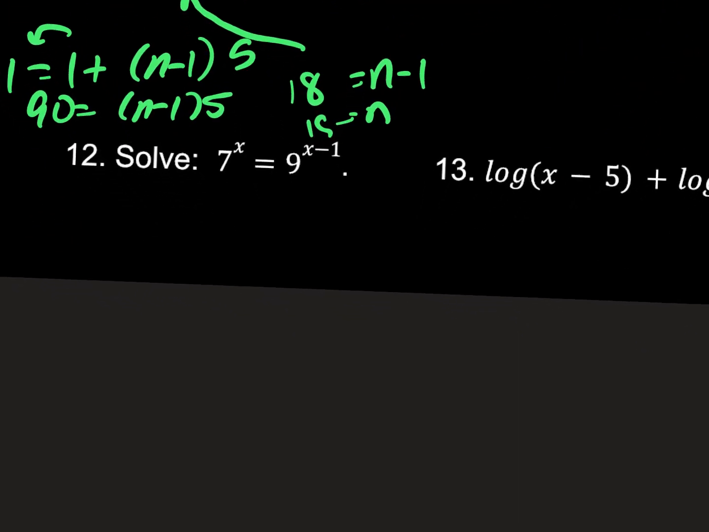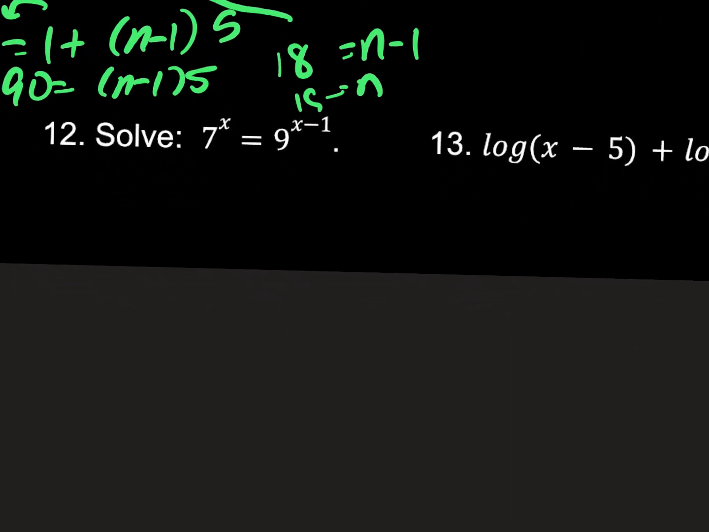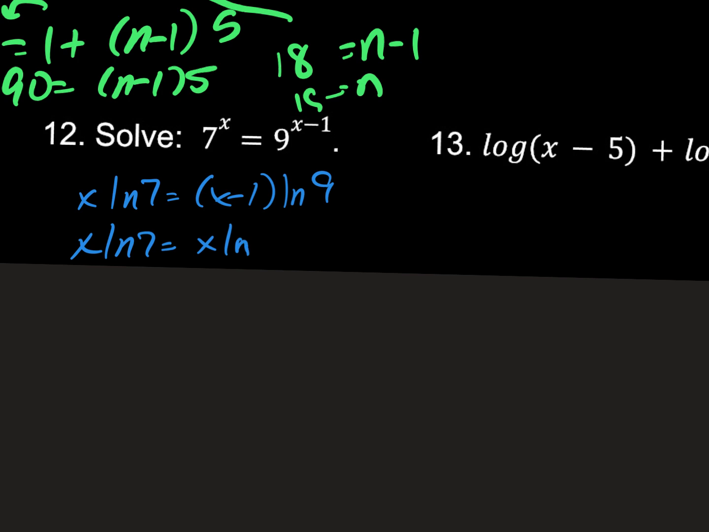Number 12, solve this thing. When you're looking for exponents, you're probably going to be doing logs here, which you are. So I'm putting the exponent in the front. I'm going to use natural logs. You can also use common logs. Doesn't matter. It's your pick. Because of that x minus 1 and because I have x's on both sides, I'm going to distribute the natural log 9. I need to get the x's on the same side, so I'm going to bring that natural log 9 to the other side.